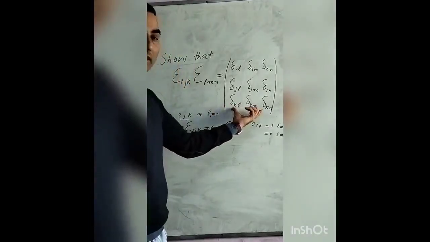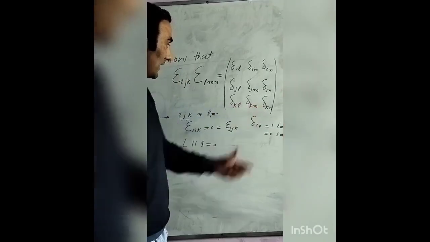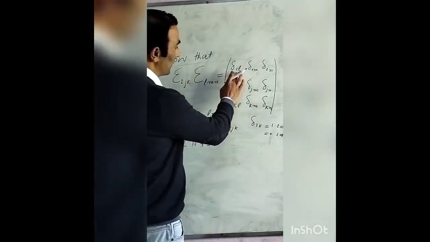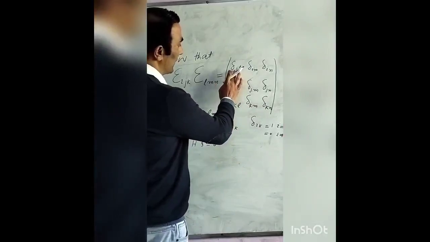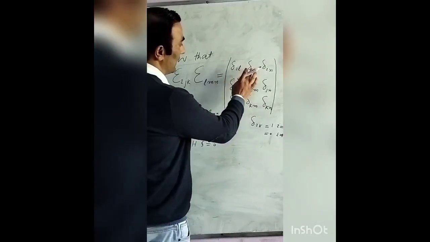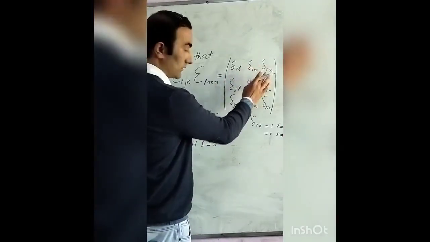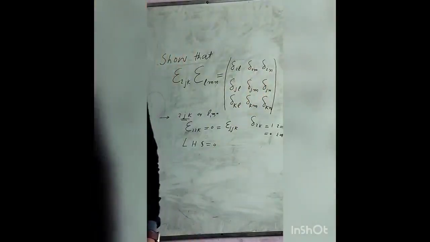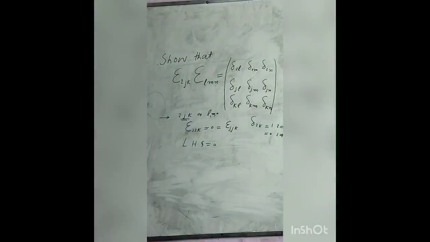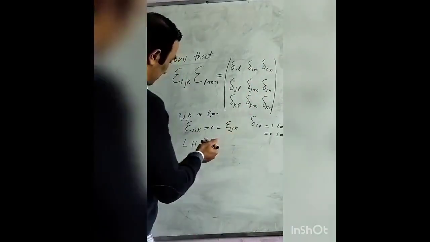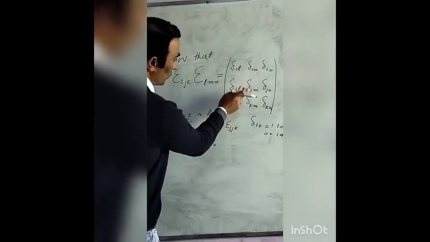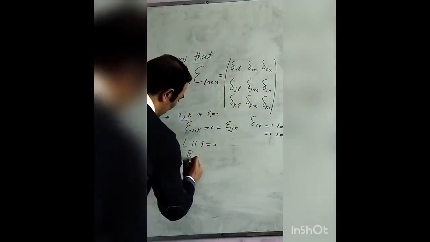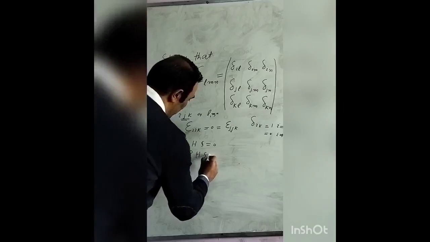Let's have a look at the right hand side. If there is repetition, say delta 11, delta 22, delta 23, similarly, if any two rows or two columns are equal, then our right hand side will be equal to 0, because this is the basic property of the determinant.